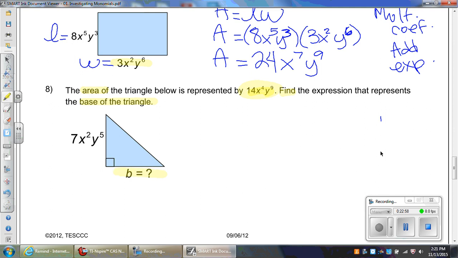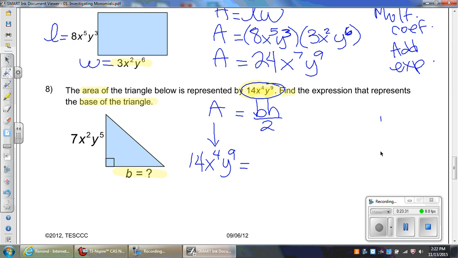Now, we should know the formula to find the area of a triangle, right? What is that? All right, how about base times height divided by 2? Yeah, same thing. But with triangles, we like to use the word base and the word height. So in this case, we know an expression for the area, and that is given to us here. That is 14x to the 4th, y to the 9th.